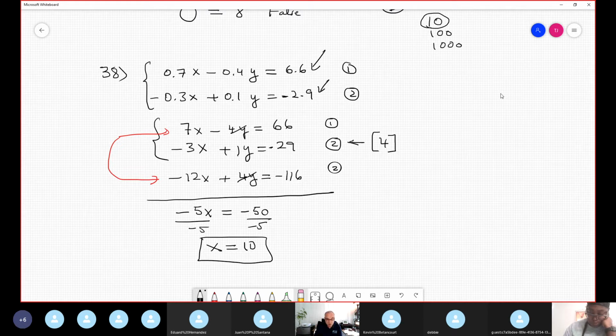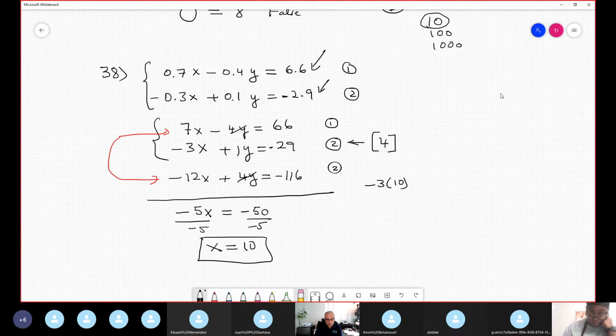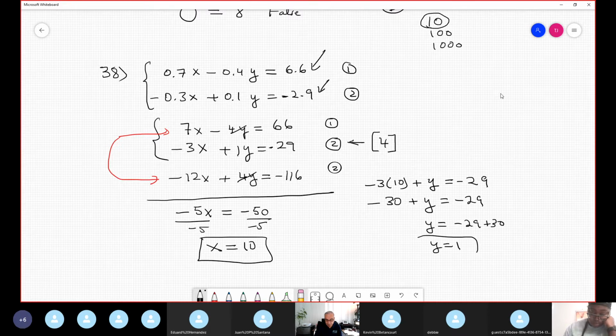So minus 3 times 10 plus y, okay, the coefficient is 1, equal to negative 29. It's minus 30 plus y equal minus 29. Therefore, y alone is equal to minus 29 plus 30, which is 1. And the solution is the only pair 10,1. Let me check. 10,1 is 8.